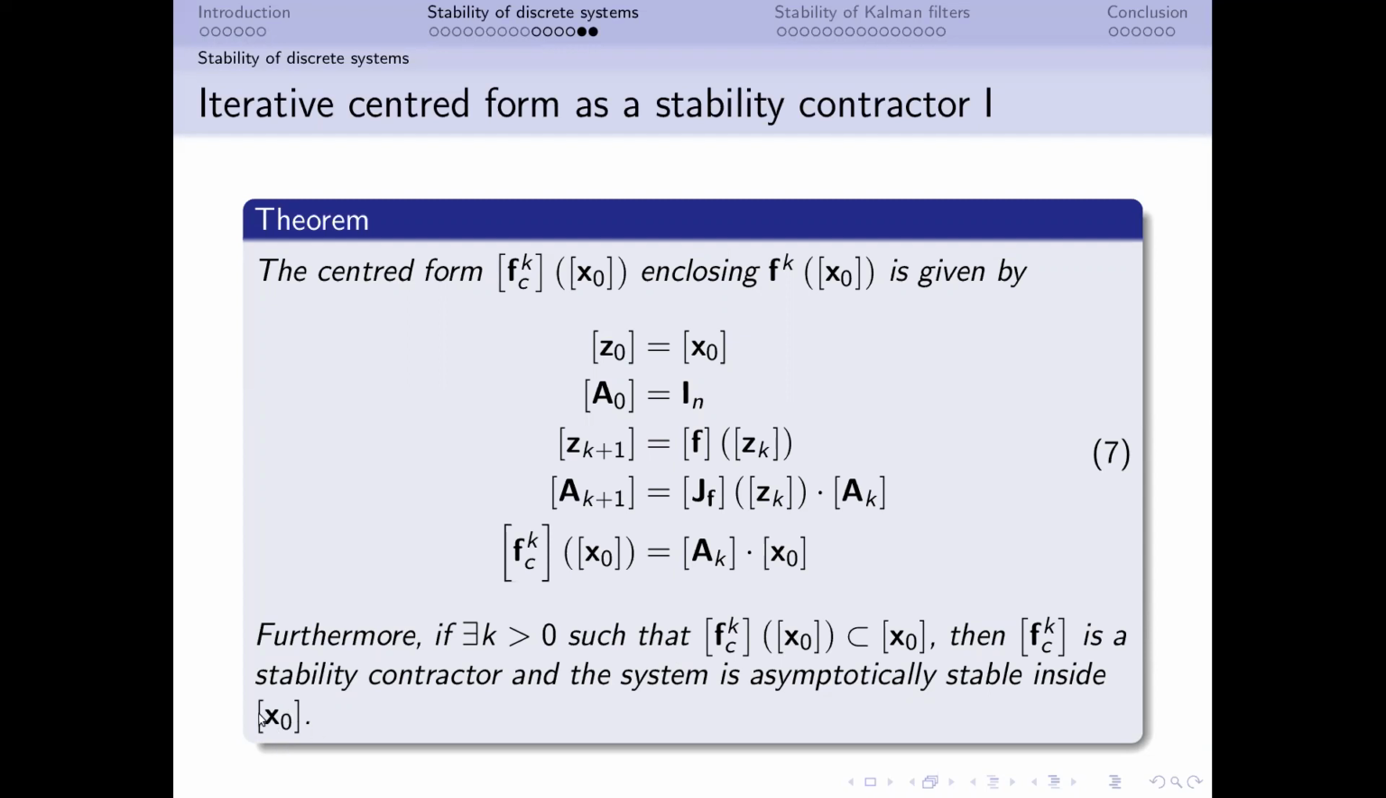So we have actually found a neighborhood x0 inside which the system is going to converge towards its fixed point. A condition I didn't mention here is that this neighborhood x0 must contain the fixed point. Okay, so in the rest of this presentation, we'll mainly use this definition and this theorem to prove stability of discrete time systems.